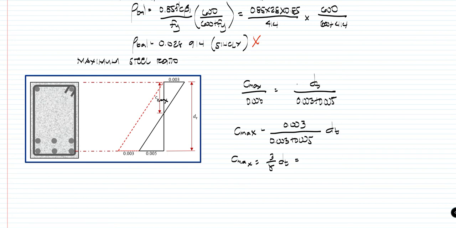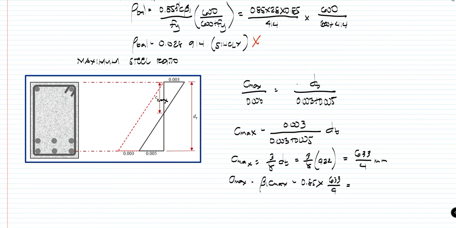So, substitute natin yung value natin ng dt, which is 3/8 times the dt, which is 422. So, we can have 633 over 4 mm as a value of Cmax. And, pwede na tayong kumuha ng Amax, which is equal to a value beta 1 Cmax. Coming from this one, we could have 0.85 times 633 over 4. And this one could be 10,761 over 80 mm.